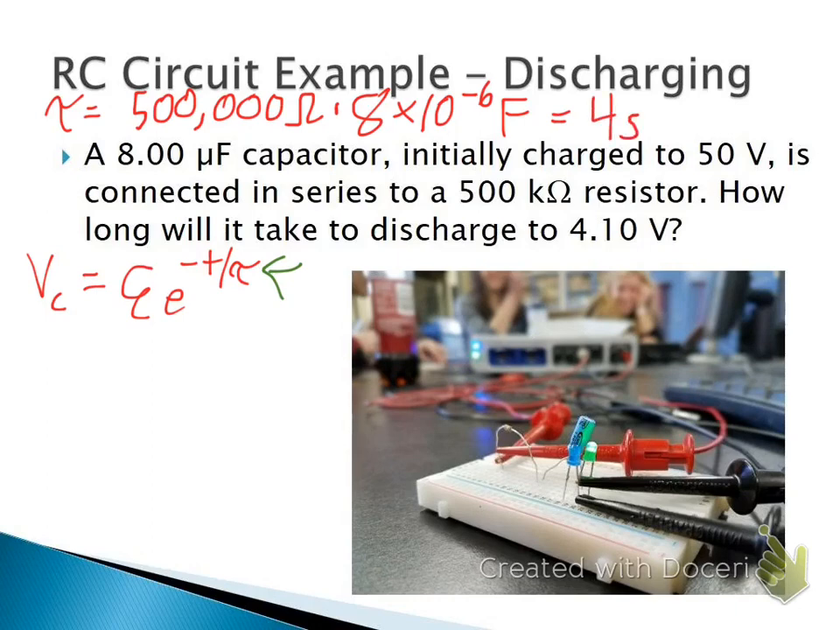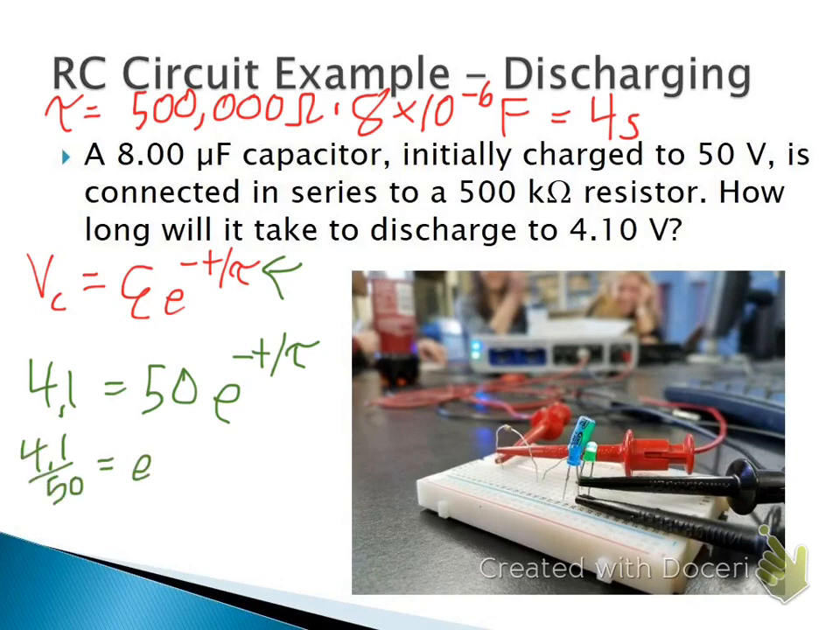Well, now I can just plug my values into this equation. I know I've got 4.1 volts left at the end. I started with 50, e to the negative t over tau. Now I'm going to divide 4.1 over 50 equals e to the negative t over tau. Then I'm going to take a natural log to get rid of this exponent. Since I know my tau value is 4, now I just solve for t and end up with a final solution of about 10 seconds. That is for a discharging capacitor.